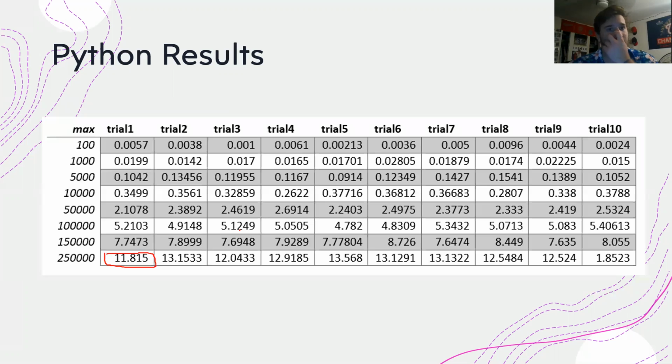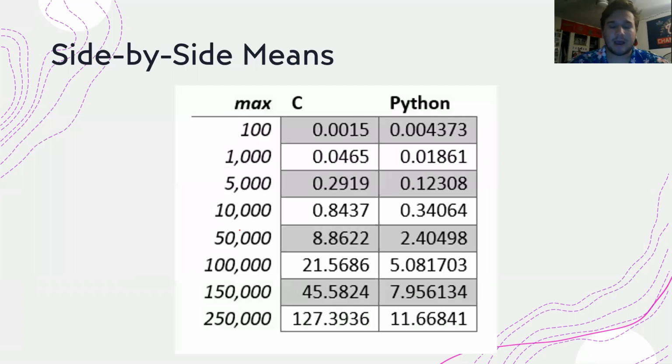And so on the next slide, I'll see that I took the means of all the trials. I just took the mean of all the trials and I put that in one side-by-side table to show the difference. And we can see that in the first two inputs, the times are in favor of C.